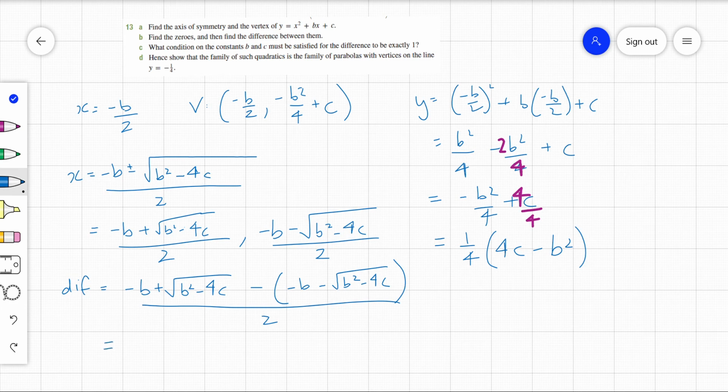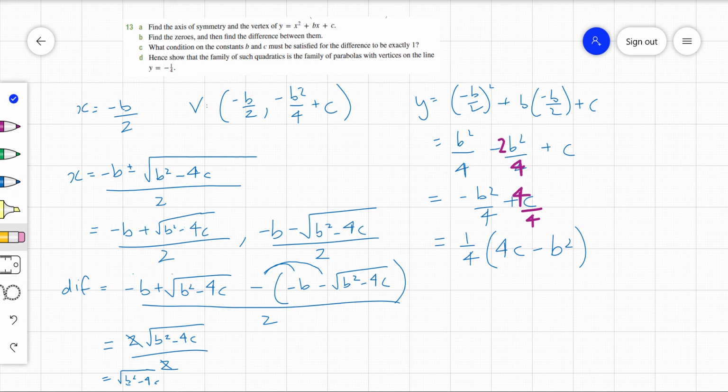Alright, so if you think about it, this bit is going to get you a positive b, and we've already got a negative b, so negative b, positive b, so they're going to cancel. And then this bit will get you a positive square root, and we've already got a positive square root, so we're going to get 2 lots of the positive square root on 2. Of course, that'll cancel. So we end up with just the square root of b squared minus 4c. Alright, and then we're told the condition so that the difference is 1.